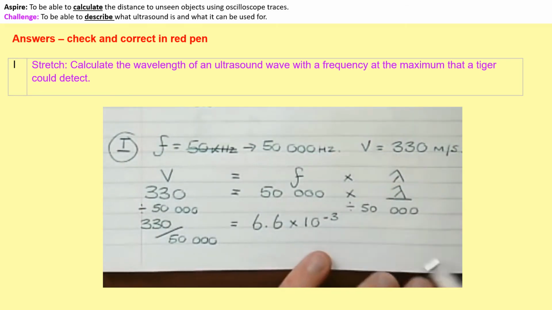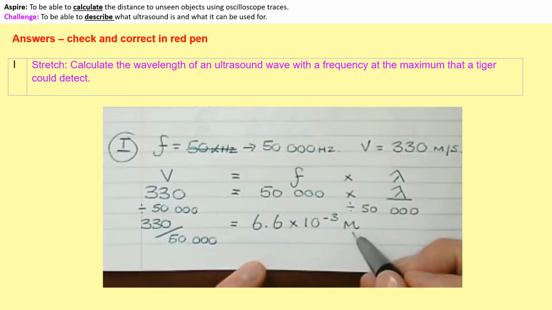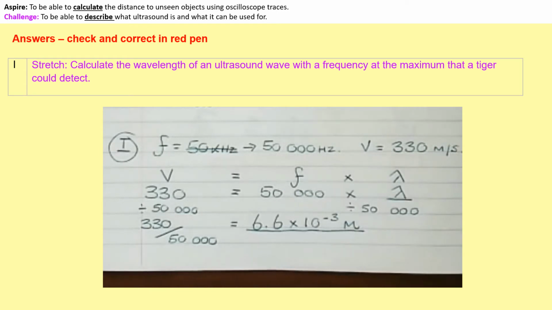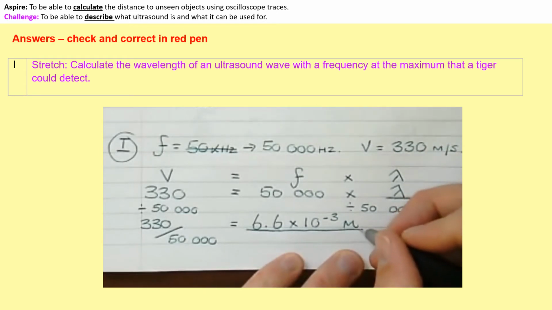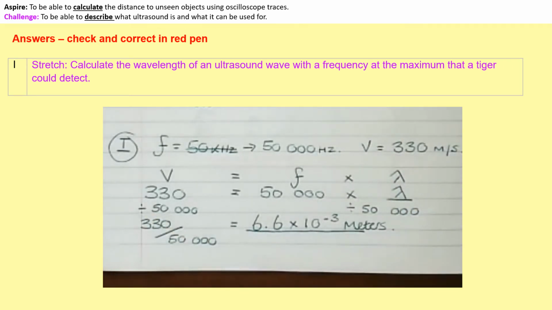And remember, it's wavelength, so the units of wavelength are meters, lowercase m, and underline it to show that that is the answer. In fact, my lowercase m's often look like uppercase M, so I'm just going to write that out, just to make sure that the examiner absolutely cannot take a mark off me. So 6.6 times 10 to the minus 3.